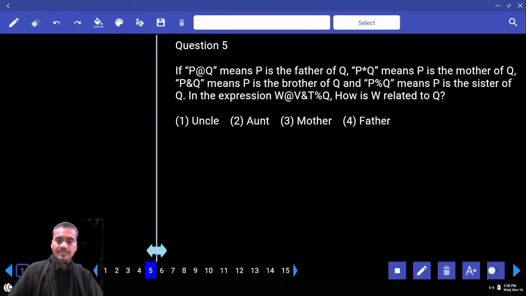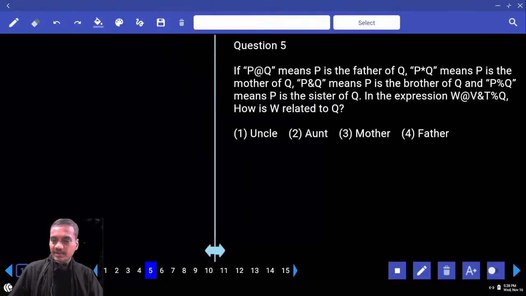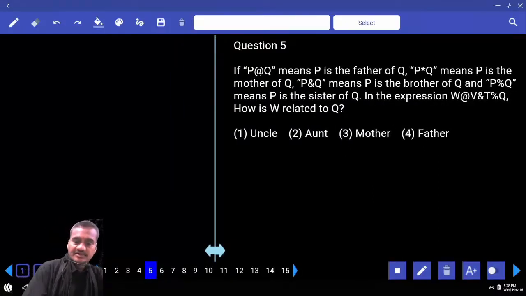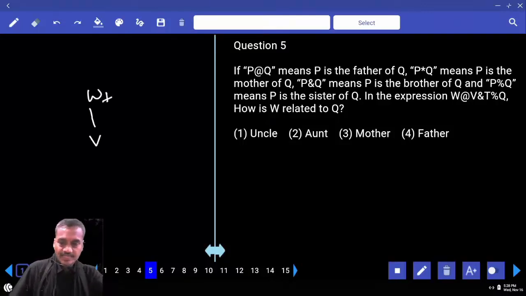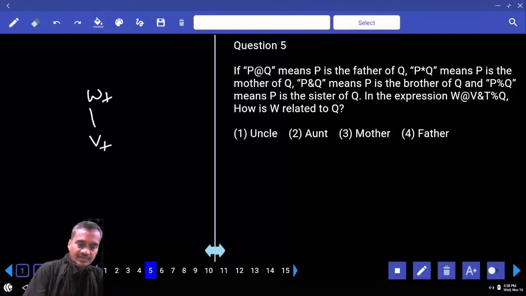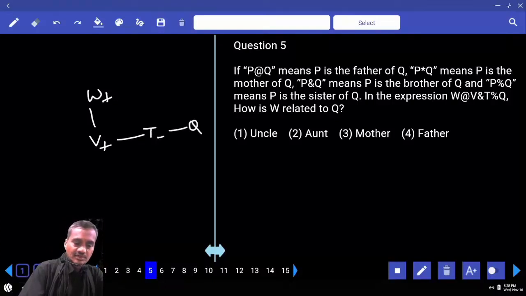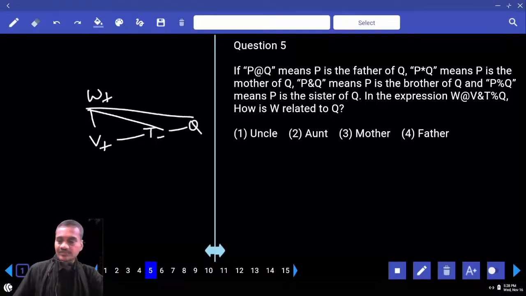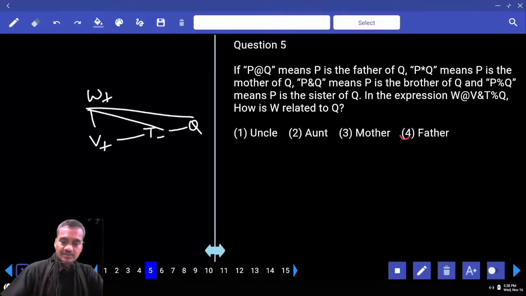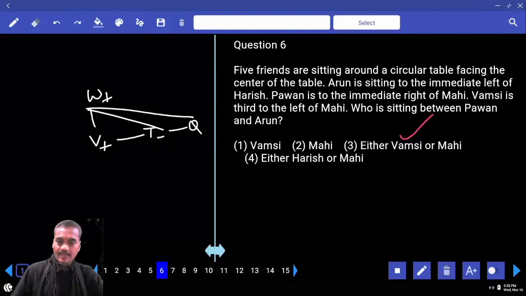Then fifth one, W at the rate of V, means W is the father of V. Now this W is the father of V, and V percent T means V is the brother of T. And T is the sister of Q. Clear? Then how is W related to Q? W is the father. That is choice 4, question number 5.